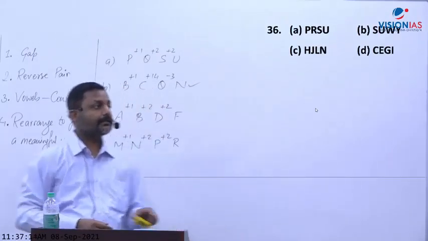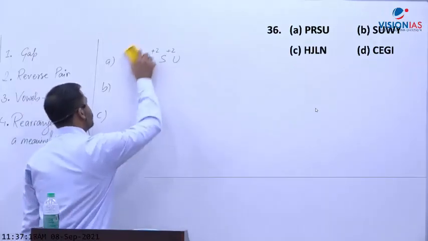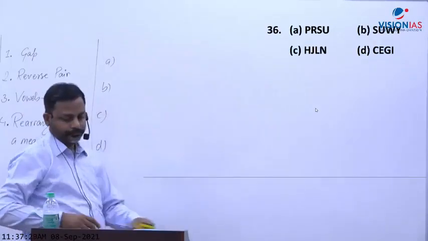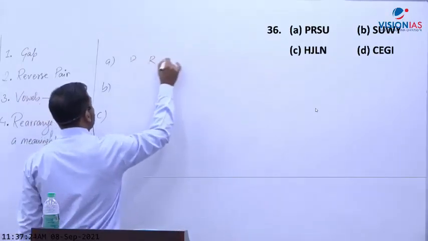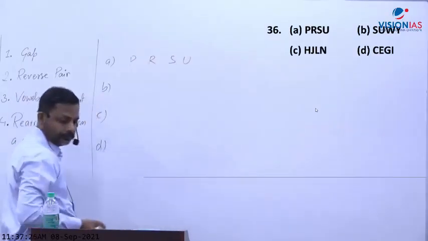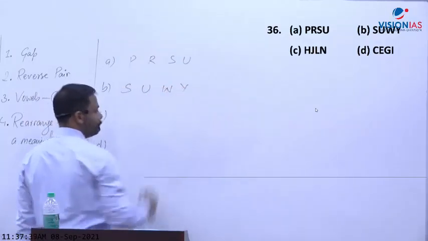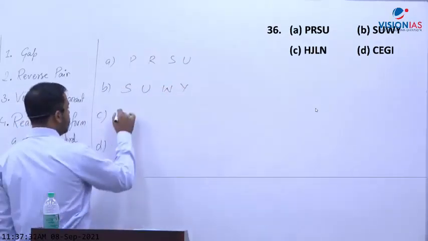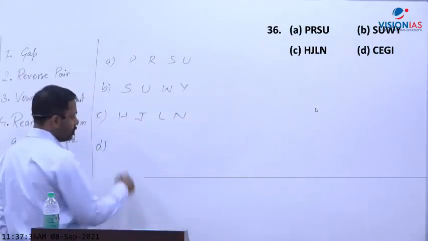Question number 36 now. Come to the 36th question now. PRSU, SUWY, HJLN and CEGI.